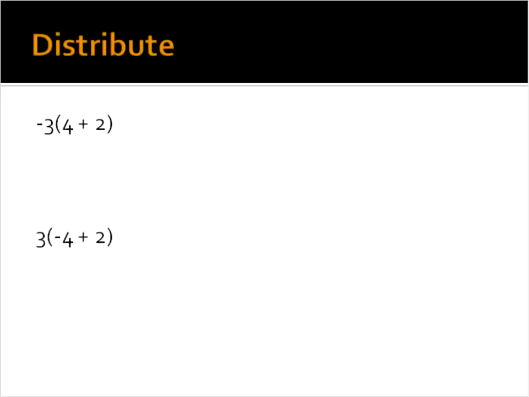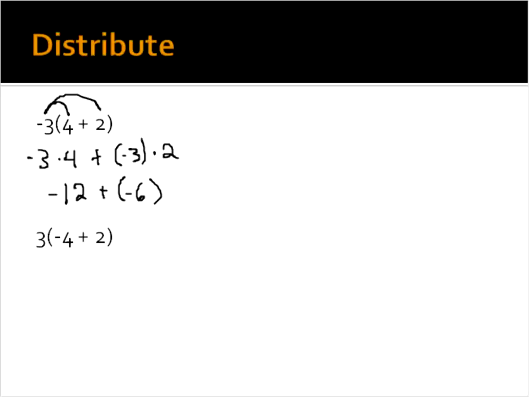Alright, now we're going to distribute. We are going to distribute -3 to each term inside of the parentheses. We will have -3 times 4 plus -3 times 2, and we'll end up with -12 plus -6. In other words, -12 minus 6 will give us -18.